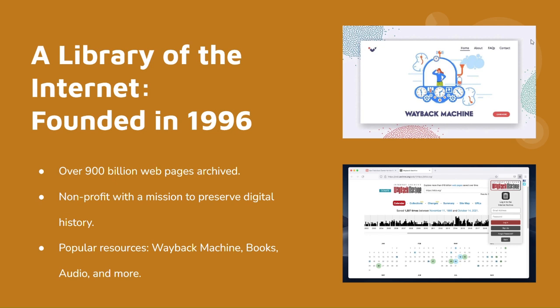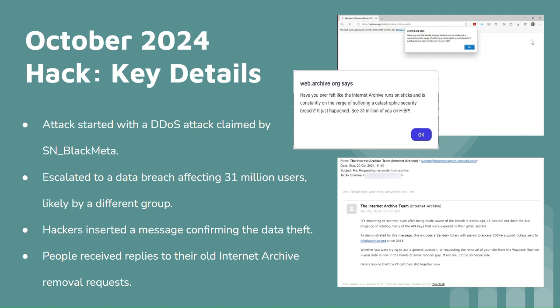However, being a digital library comes with some risks, and recently, the Internet Archive fell victim to a serious data breach. Now, what exactly happened? The October 2024 attack began with a DDoS attack claimed by the hacker group SM Black Meta on X. While this group did take credit for the denial of service that brought down the website, the later data breach appeared to have been initiated by a different actor because no one has claimed the responsibility for this attack so far. This breach led to the theft of data from 31 million users.